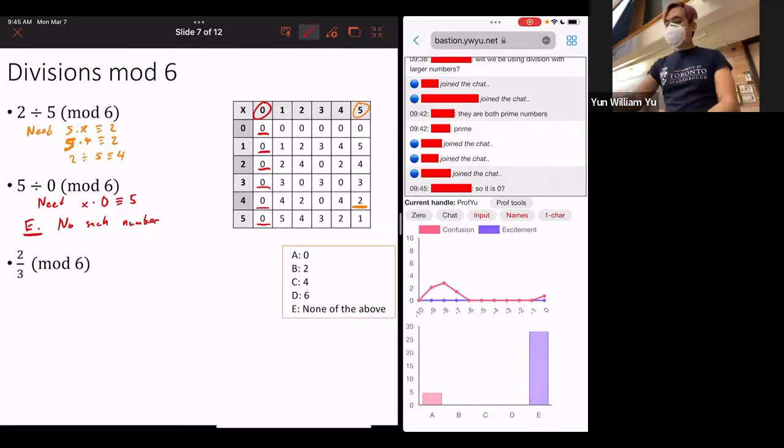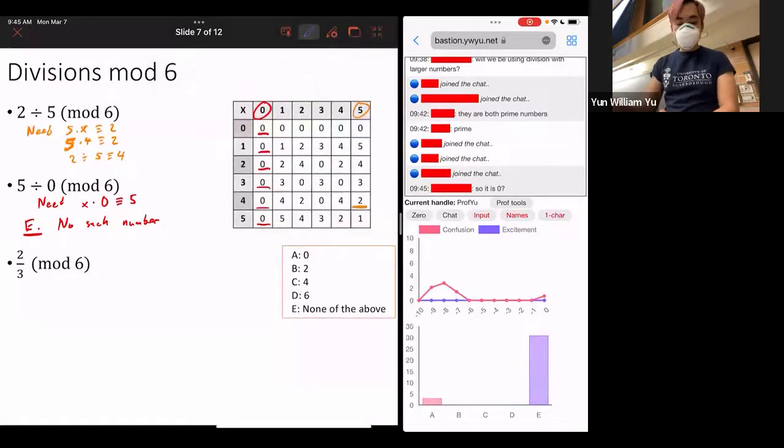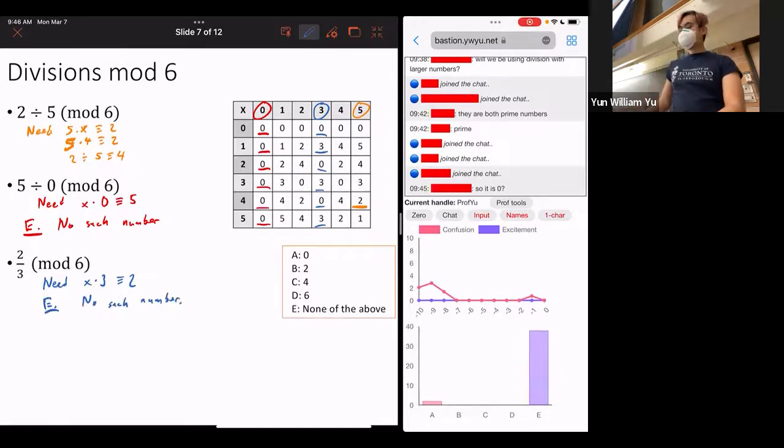Okay, yeah, so the same thing happens here in a slightly different way. What you need is x times 3 to be equivalent to 2. So if you're in the 3 column here, is that equal to 2? No. Is that equal to 2? No, no, no, no, no. So again, there's no such number. So this is again E, no such number. Okay, so you'll notice division seems to have gone haywire when we're working with the number 6.